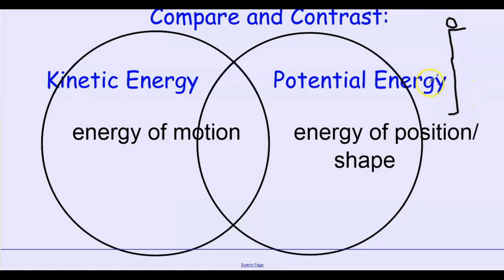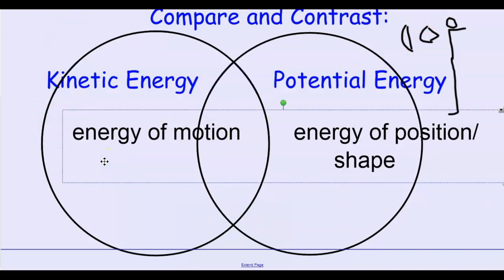And what do I mean by shape? Think about a bow and arrow. A regular bow, and here's the string, has no energy, but when you pull that string back, you've changed the shape of the bow, and now you've increased the potential energy in the system.